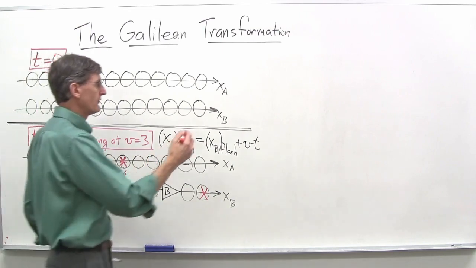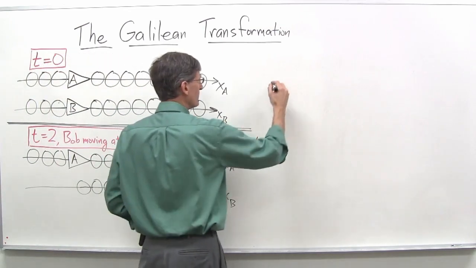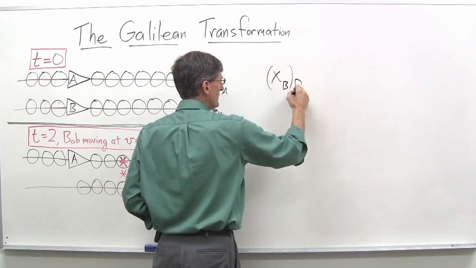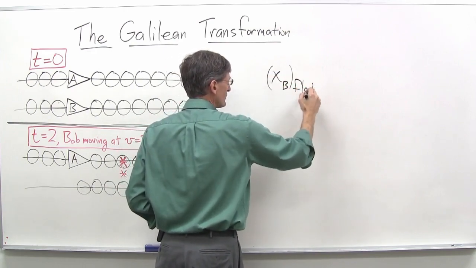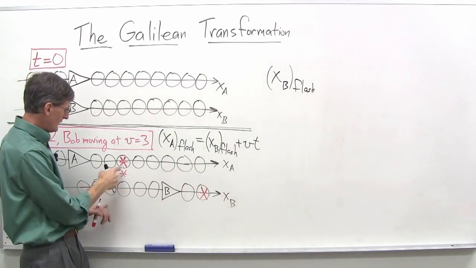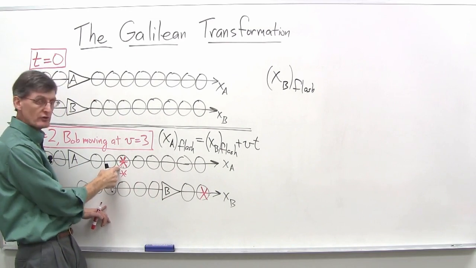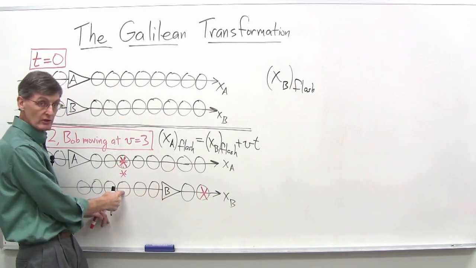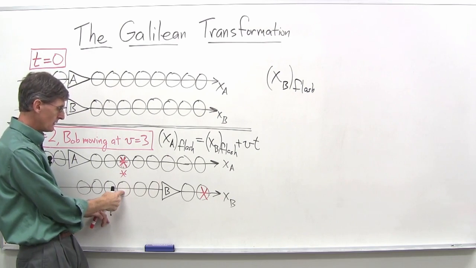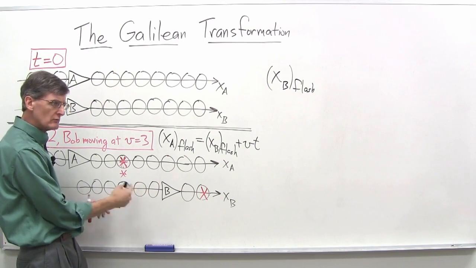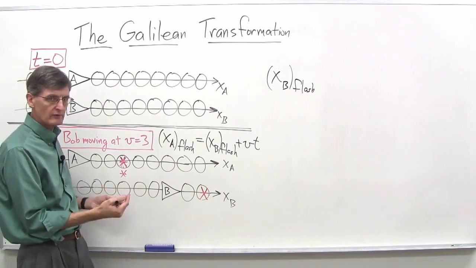Well, let's think about this a minute. We can write the equation like this. So we've got x Bob of the flash is going to be, well, we can just read off the diagram here. To Alice, it occurs at position 3. To Bob, it occurs at position -3. 1, 2, 3, going backwards here. So how is that working? Well, let's see if something like this works.